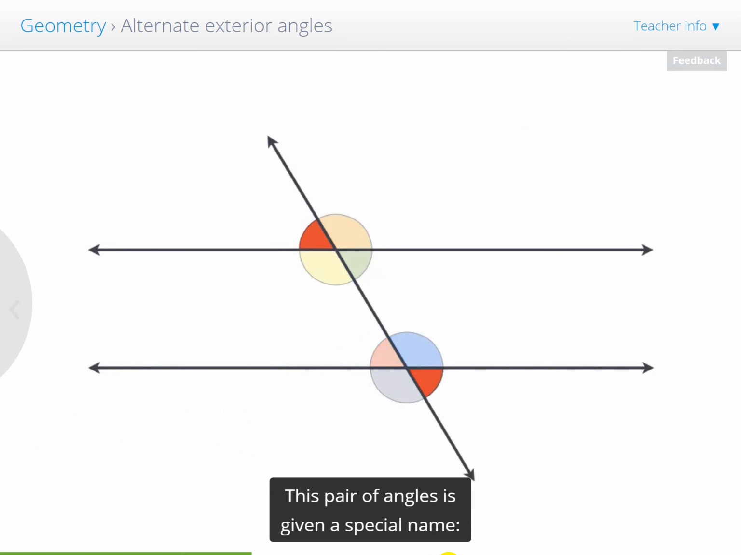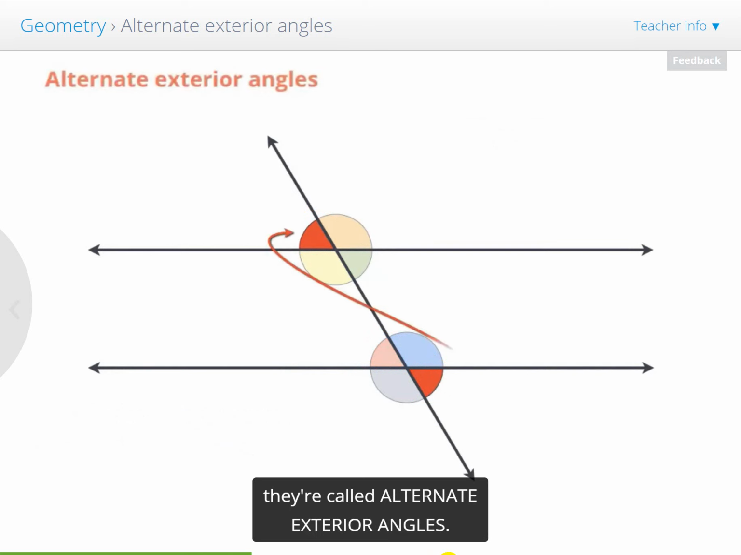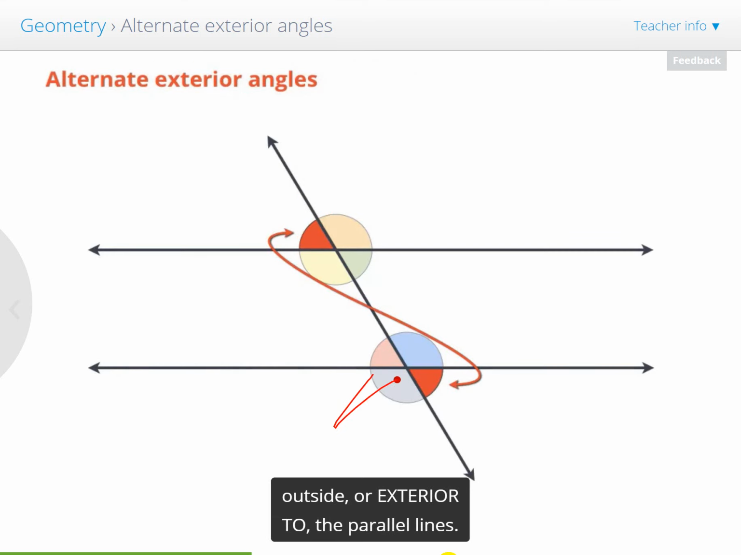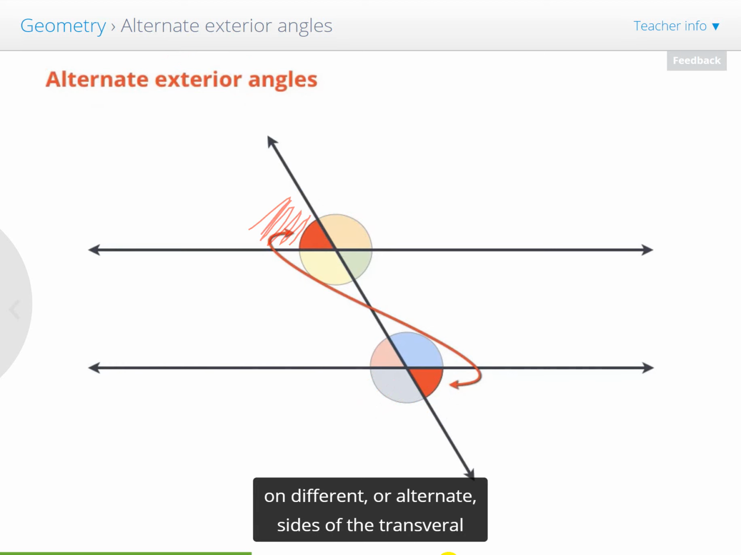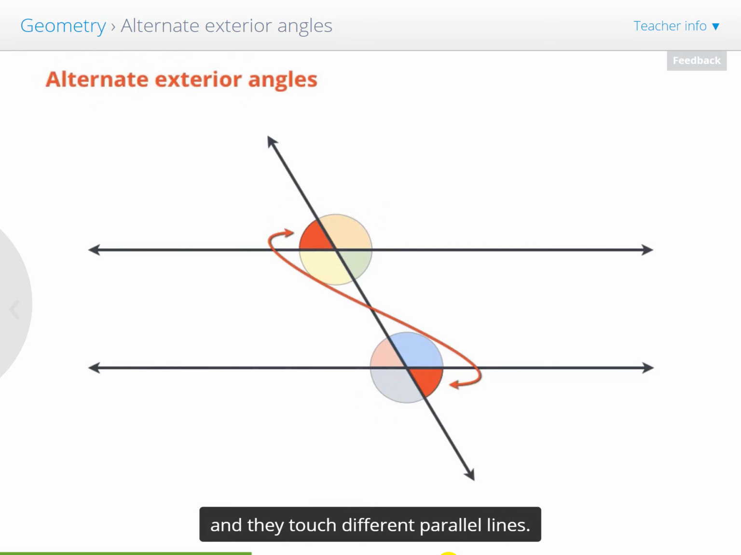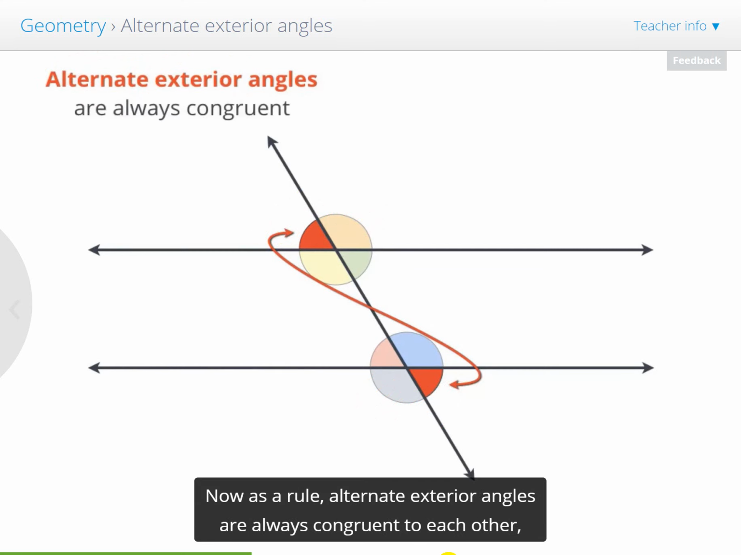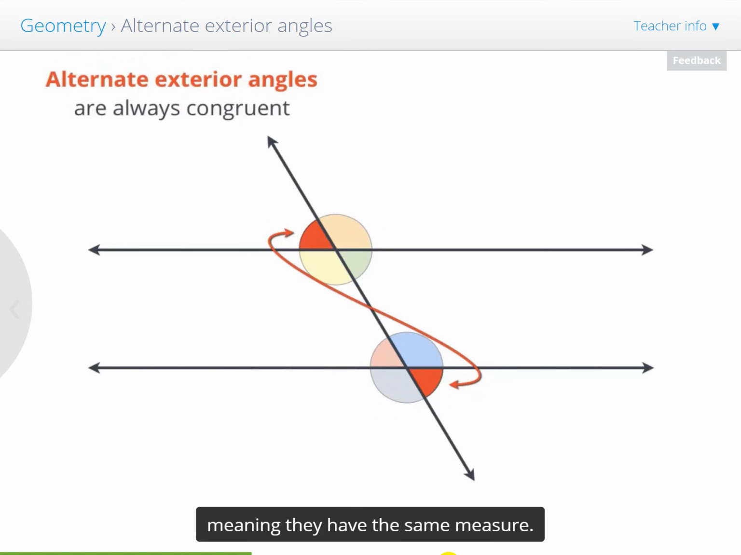This pair of angles is given a special name. They're called alternate exterior angles. They're called exterior angles because they're outside or exterior to the parallel lines. And they're called alternate angles because they're on different or alternate sides of the transversal and they touch different parallel lines. Now, as a rule, alternate exterior angles are always congruent to each other, meaning they have the same measure.